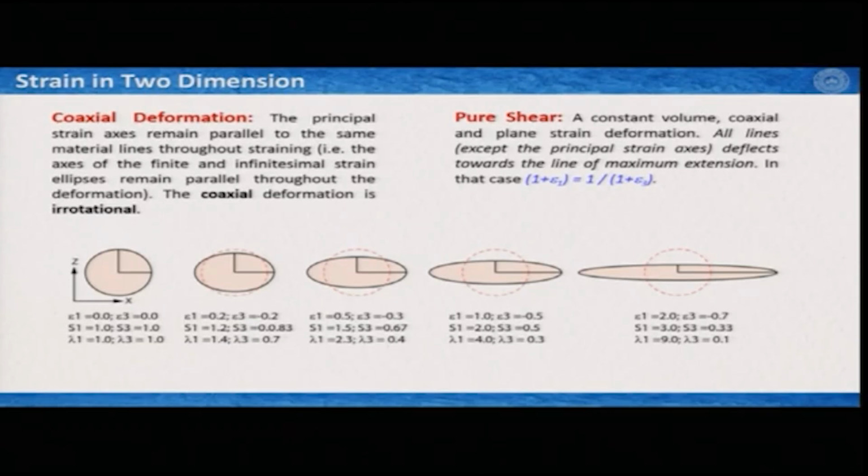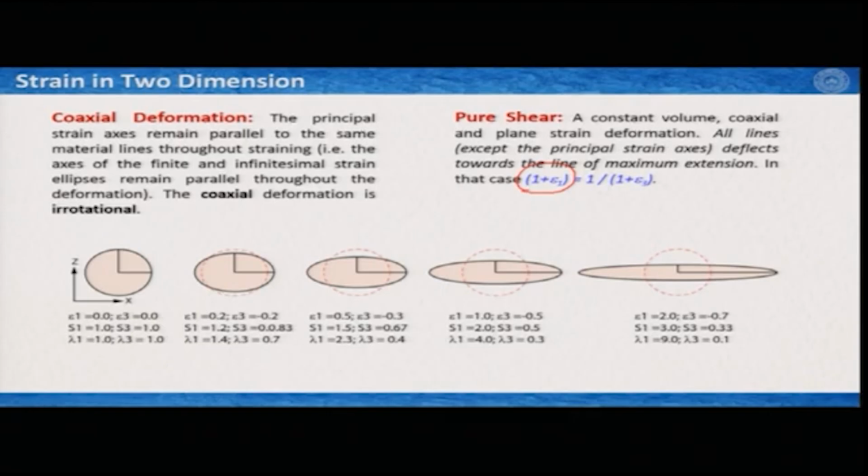So the coaxial deformation is irrotational. That means the principal axes of strain do not rotate. It can also be defined as a pure shear deformation, where at constant volume, coaxial and plane strain deformation, all lines except the principal strain axis deflect towards the line of maximum extension, and you can define it mathematically as: your principal elongation axis, 1 plus E1, is actually the inverse of the principal shortening axis.